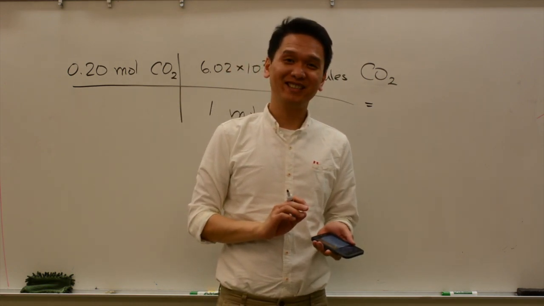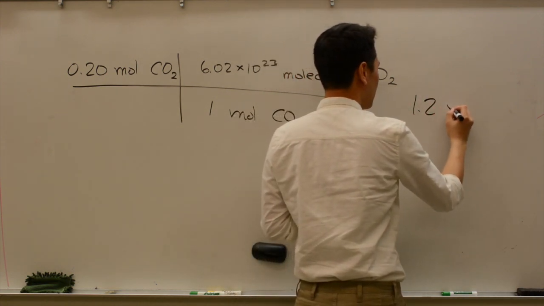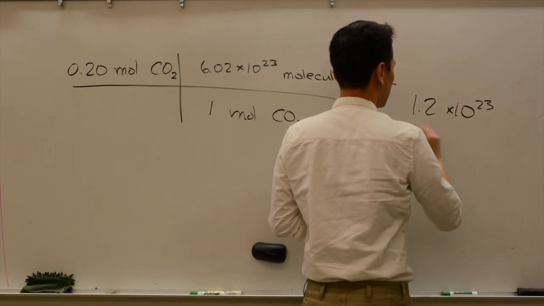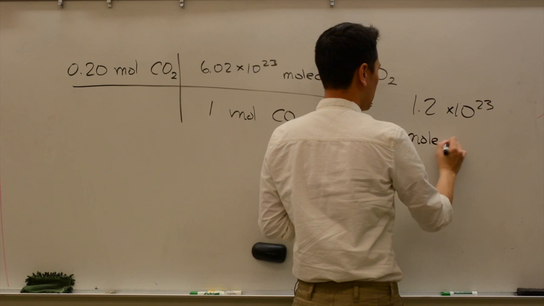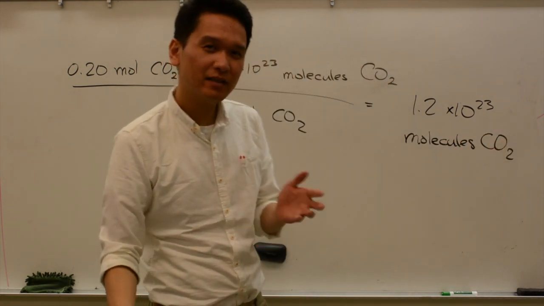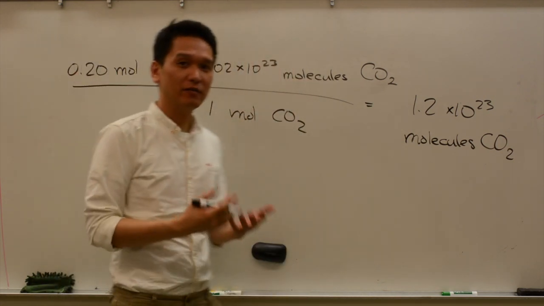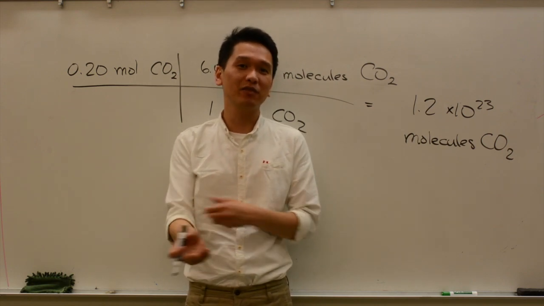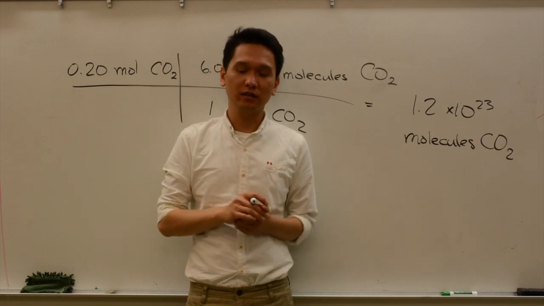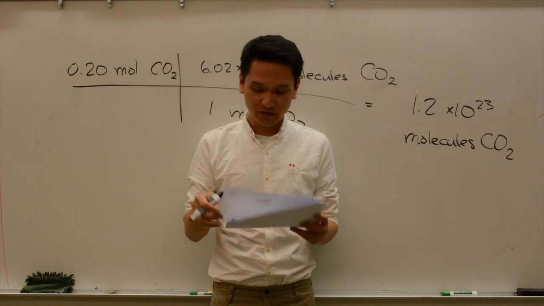Were you able to guess? Yes, it's the same number, right? 1.2 times 10 to the 23rd molecules carbon dioxide. It makes sense that it's the same number, right? Because we're just talking about 0.2 moles of that same thing. So the number is the same as the 0.20 moles of sulfur that we just did. So think about that to see if it actually makes sense for you.